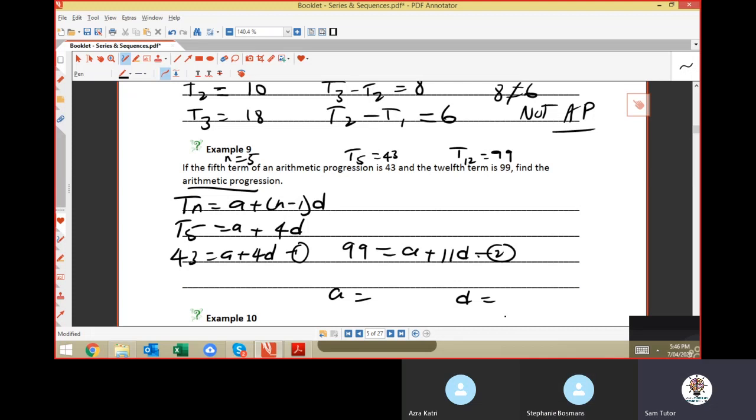Find AP if T2 plus T7 equals 31, and T5 plus T12 equals 103. Okay, I'm going to leave it with you. Let's see what happens with this one.